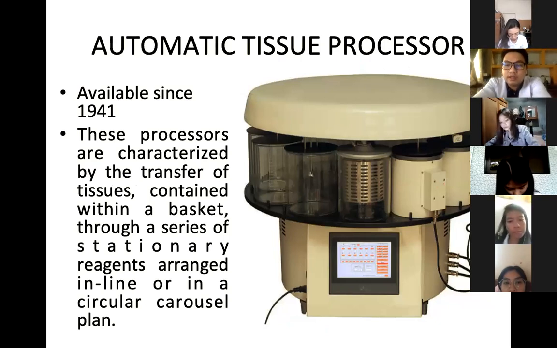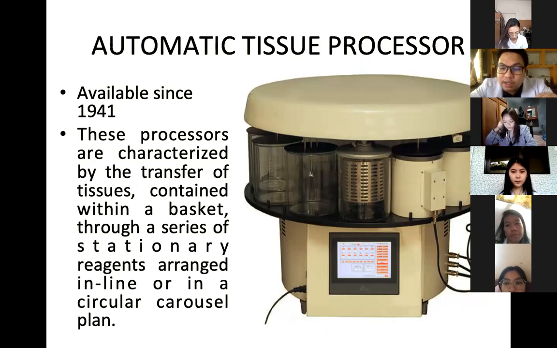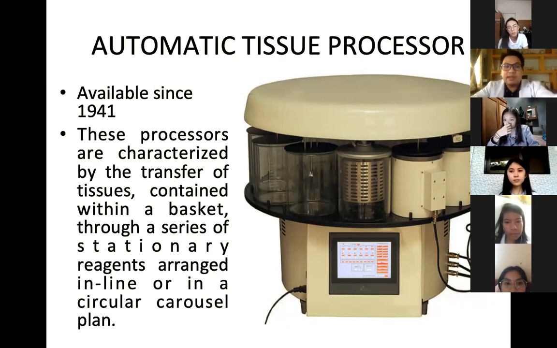Okay. And last instrument for this topic, we have the automatic tissue processor, also known as the Auto-Technicon. Okay? If you have done your assignment, sa first week, we have this on video, di ba? So ano ba ang trabaho ng Auto-Technicon or the automatic tissue processor? It's available since 1941. This is characterized by the transfer of tissues contained within a basket through a series of stationary reagents arranged in line or in a circular carousel plan.